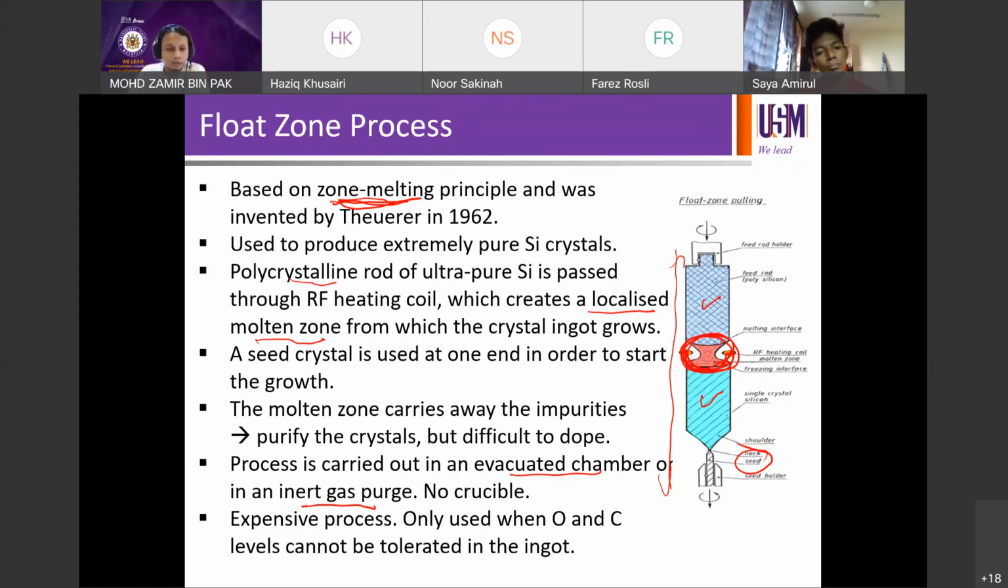Okay, tak ada kawah. So it is an expensive process only used when oxygen and carbon levels cannot be tolerated in the ingot. If the O and C are on the high side and affect the performance of the ingot, for example, the silicon we discussed last week about lifetime and diffusion length of carriers in the silicon as a result of impurities, uncontrolled impurities. So if this cannot be tolerated, then we need to do float zone process in order to further purify the crystal.